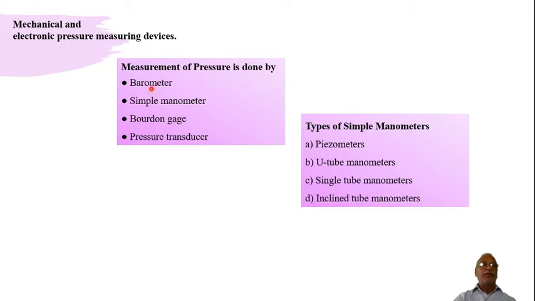Measurement of pressure is done by barometer, simple manometers, Bourdon gauge and pressure transducers. Manometers, simple as well as differential, we have done; barometer we have done; Bourdon gauge is also done. The only piece left is pressure transducers. Now, types of simple manometers: we had piezometers, U-tube manometers, and there is the single tube manometer which we have not touched because it is not in your syllabus. Inclined tube manometers we have done.